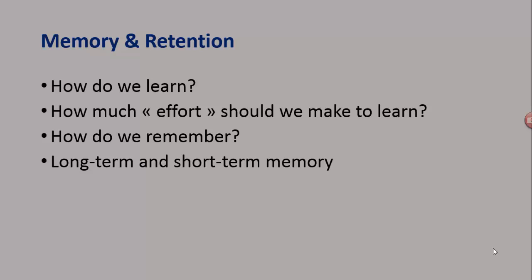When Caleb Gattegno created the Silent Way, he really made a difference between these two terms. For him, memory relates to making efforts to remember something, and it fades in time, so we cannot rely on it because it's short term. For instance, students try to memorize some vocabulary without really understanding it so that they can pass the test, but then they have no idea what they're learning and they forget it after the test.